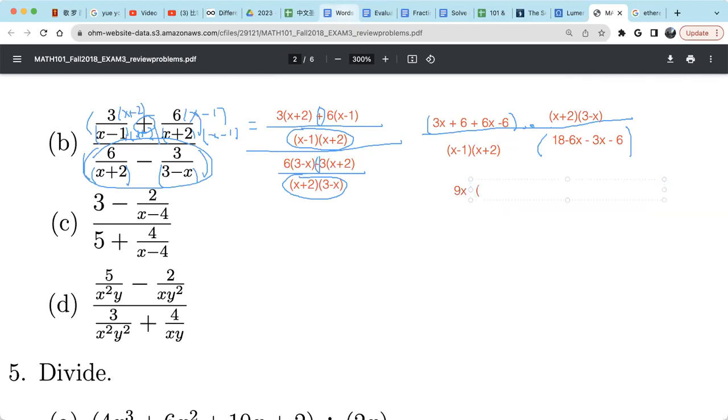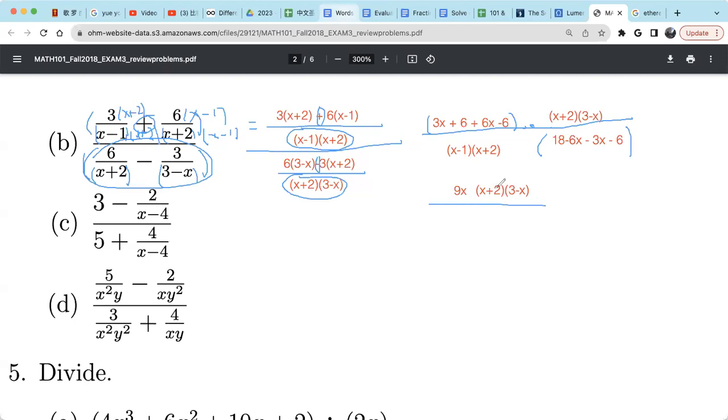Then the second term, I have x. Oh, now it's beautiful. I don't have to simplify that. Hold on a second. Right, because it's a multiplication. So just do x plus 2 times 3 minus x. That's better as factors.